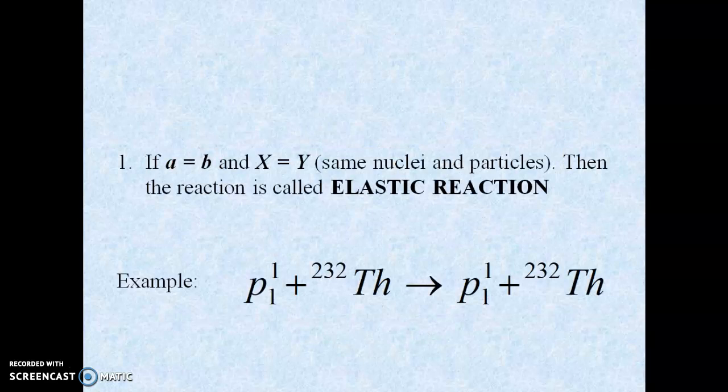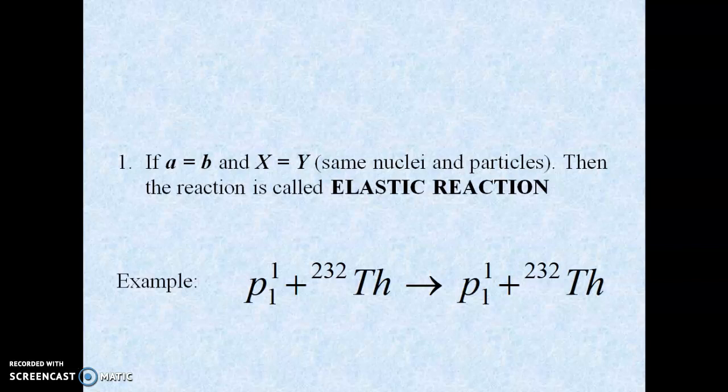If A is the same as B and X is the same as Y, same nuclei and same particle, then the reaction is called an elastic reaction. B and Y are in their ground state, that is, the entrance channel and the exit channel are the same. By entrance channel I mean the projectile and the target nucleus, and by exit channel I mean the product nucleus and the product particle.